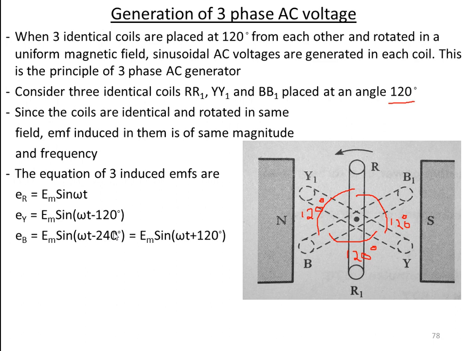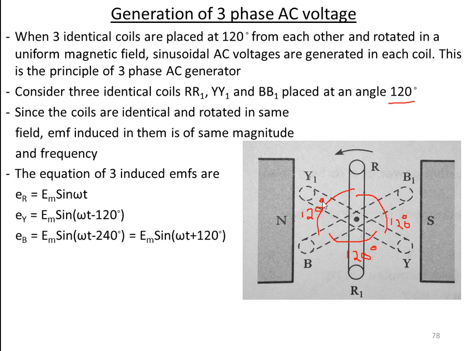That means you can write the equations. Here you have three phases, which I am calling red, yellow and blue. In the case of the red phase, ER is equal to EM sin omega t. That means that phase starts at 0 degrees. Next one is the Y phase, or yellow phase, that is EM sin(omega t minus 120 degrees). That is, the Y phase starts after 120 degrees compared to R. Next one is the B phase. The reference is the R phase, therefore EB is EM sin(omega t minus 240 degrees). Omega t minus 240 is equivalent to omega t plus 120. Similarly, EM sin(omega t minus 120) is the same as EM sin(omega t plus 240).